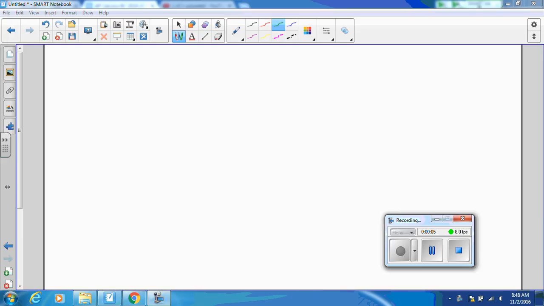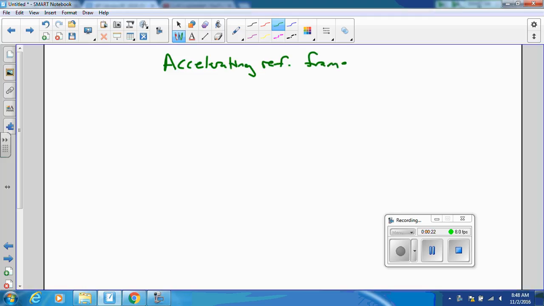So we're going to talk today about analysis of motion in an accelerating reference frame. So this is new. We've done relative motion before. And when we did relative motion before, what we discovered was that the velocity of A relative to B is the same as the velocity of A relative to C plus the velocity of C relative to B. And this was a relatively straightforward concept.